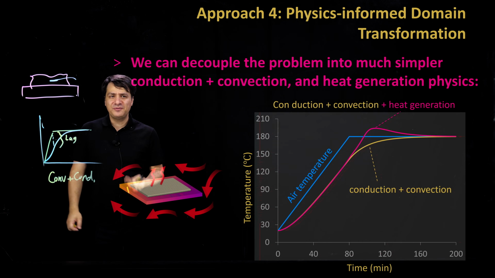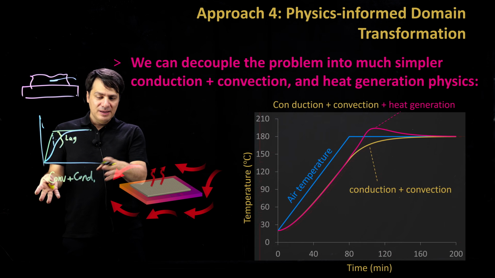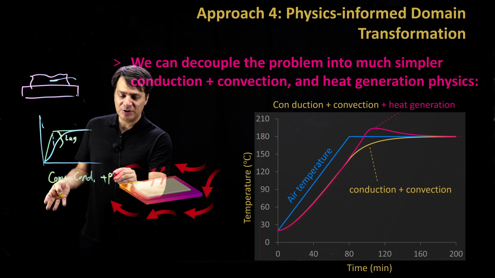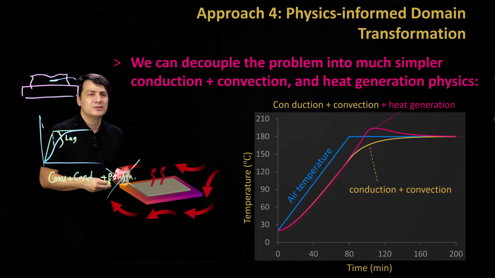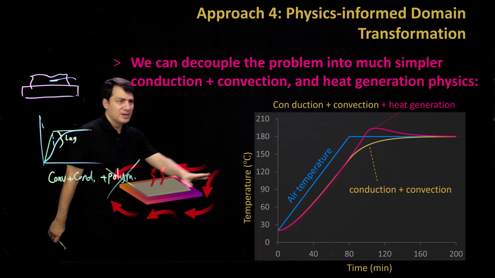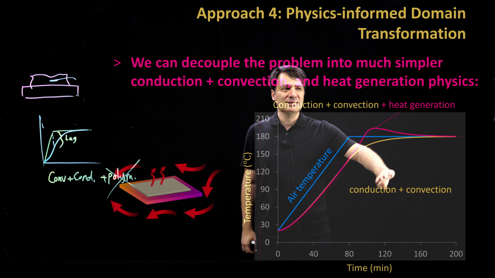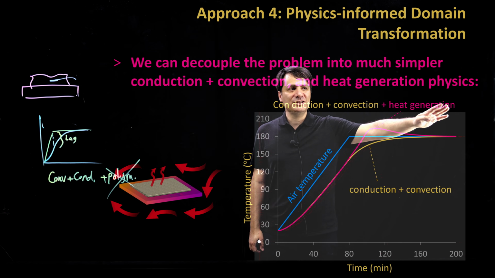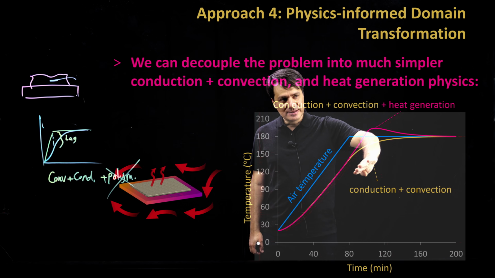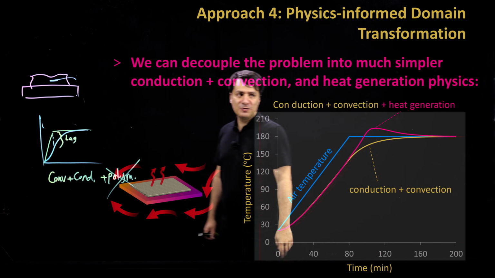Remember I said there are three physics involved here? Two of the physics are here. There's a third physics, which is the heat generation via polymerization, and it's not included here. So it's just two of the physics. If you look at this curve, if you neglect one of the physics, you get this yellow temperature. If you add the heat generation, you get this other curve that is built on top of that. So this is what we're going to do.